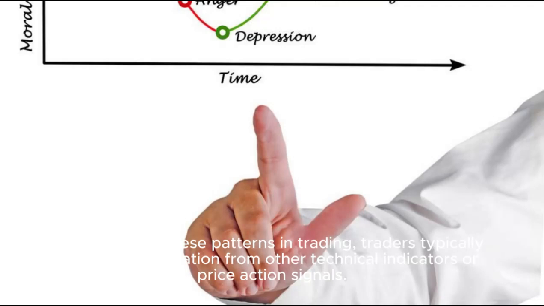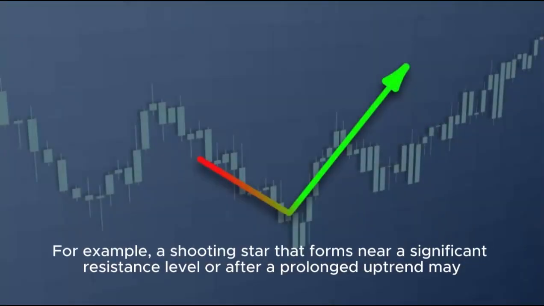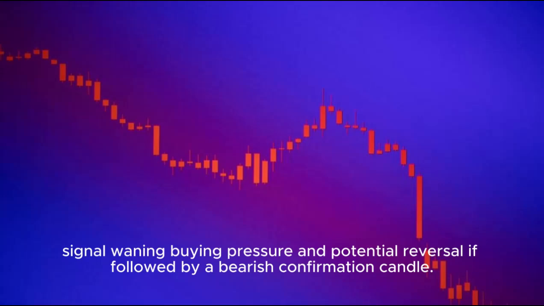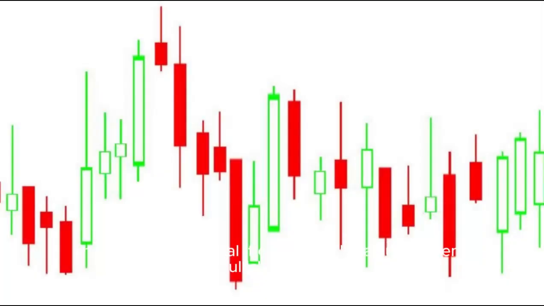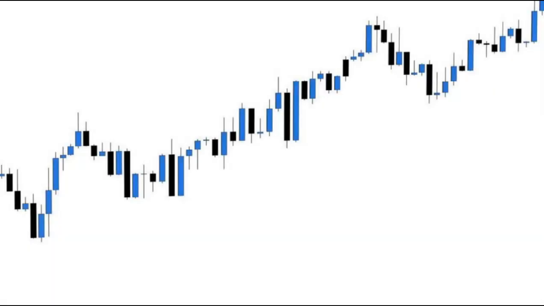To implement these patterns in trading, traders typically wait for confirmation from other technical indicators or price action signals. For example, a shooting star that forms near a significant resistance level or after a prolonged uptrend may signal waning buying pressure and potential reversal if followed by a bearish confirmation candle. Conversely, an inverted hammer near a key support level or after a downtrend could indicate increased buying interest and potential reversal if confirmed by a subsequent bullish candle. It's essential to consider the context in which these patterns appear and wait for confirmation to avoid false signals.